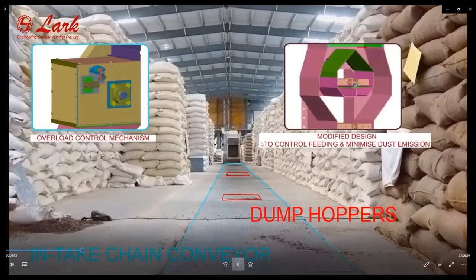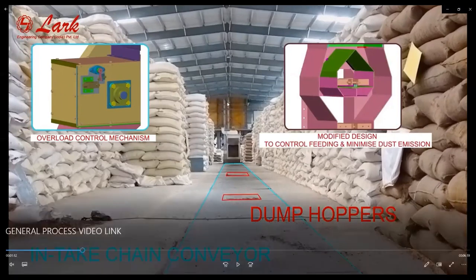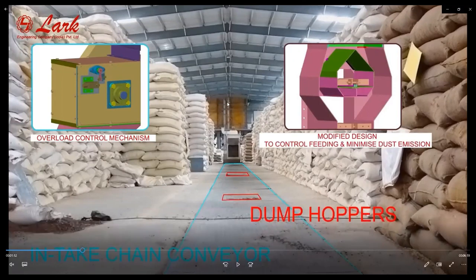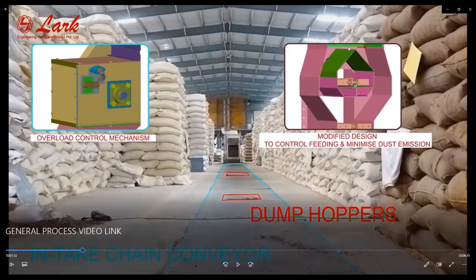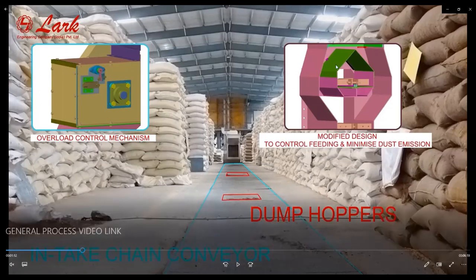And one thing more to reduce the dust emissions: the moving buckets of the elevator produce air, and that air is released through the opening point of the intake chain, and there may be back pressure while putting the material. To control the back dust emissions from the intake chain conveyor, there is a modified design dump hopper so that only material goes down the intake chain. The back pressure of the air can be controlled with the help of this design.